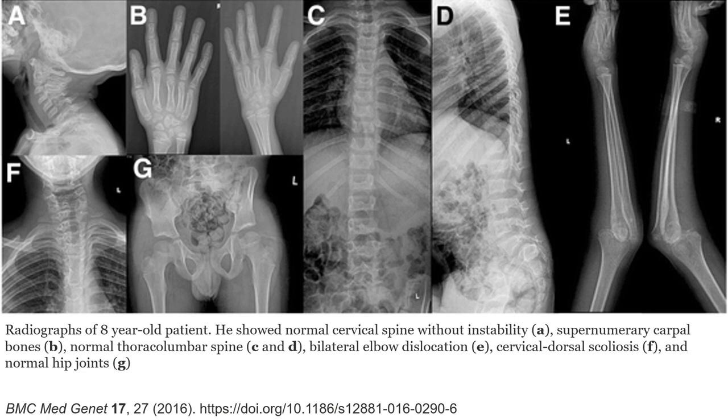So this is the radiograph of the first patient. He has a normal cervical spine without instability, supernumerary carpal bone, normal thoracolumbar spine, bilateral elbow dislocation, cervical dorsal sclerosis, and normal hip joint.